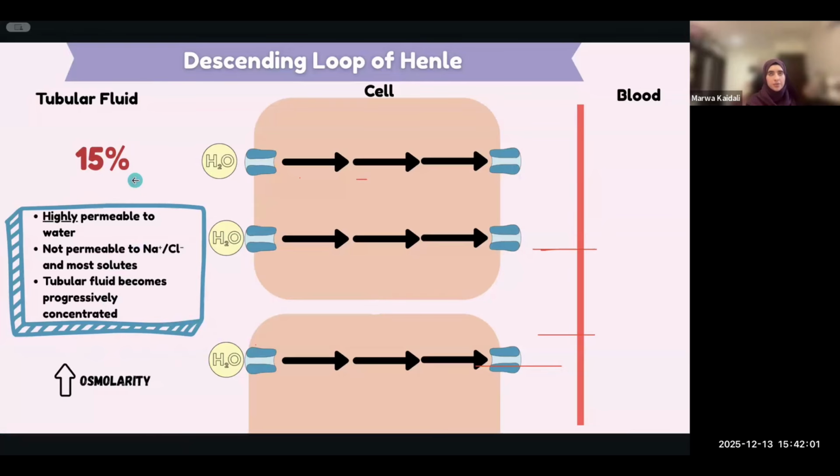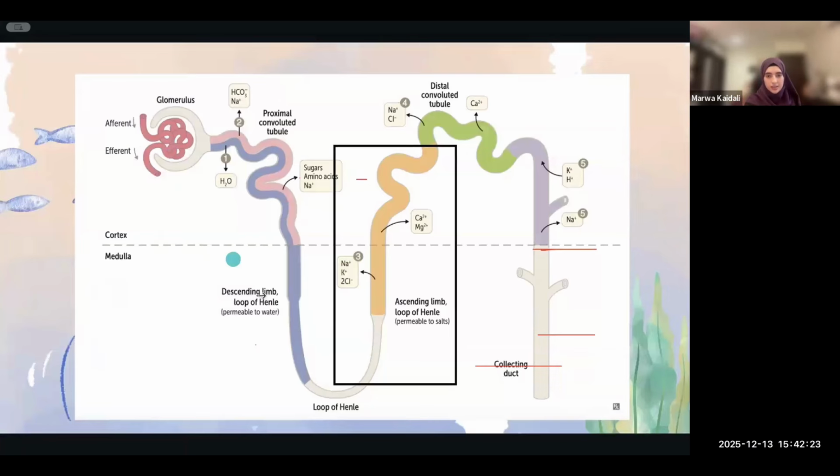And I put 15% because, remember, in the proximal tubule, we mentioned how 65% of the water got reabsorbed. And now 15% of the water will get reabsorbed over here in the descending loop of Henle. Okay? So 65% in the proximal tubule. And now over here in the descending limb, we're going to have 15% more of water reabsorption. Okay? So that is it for the descending limb of Henle.